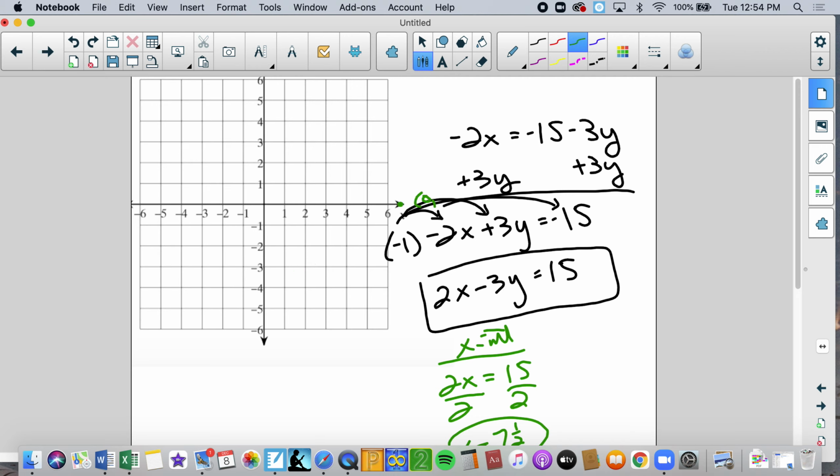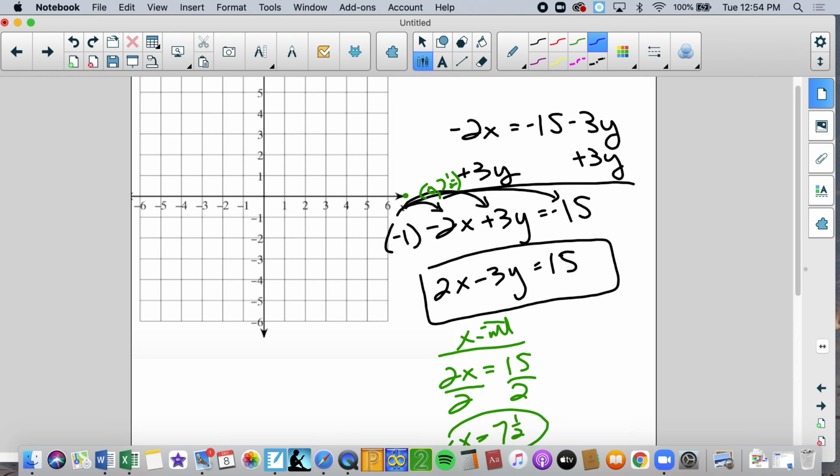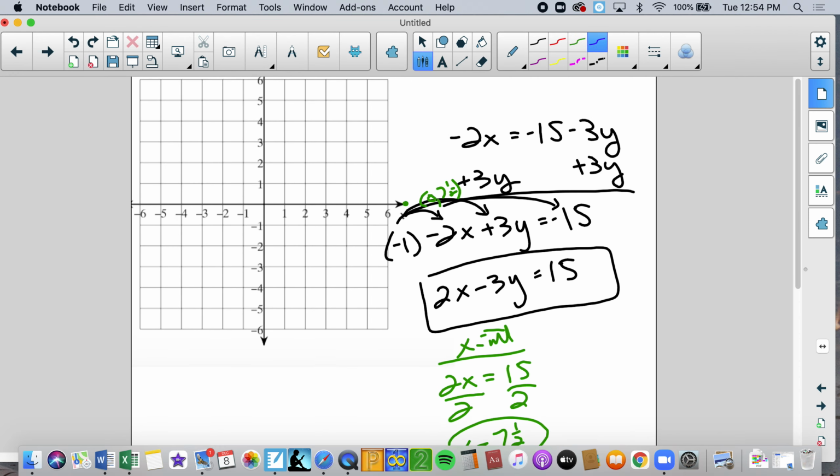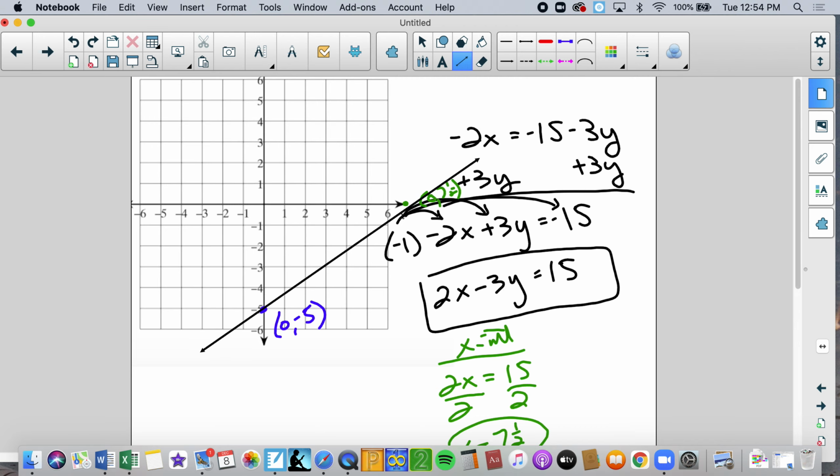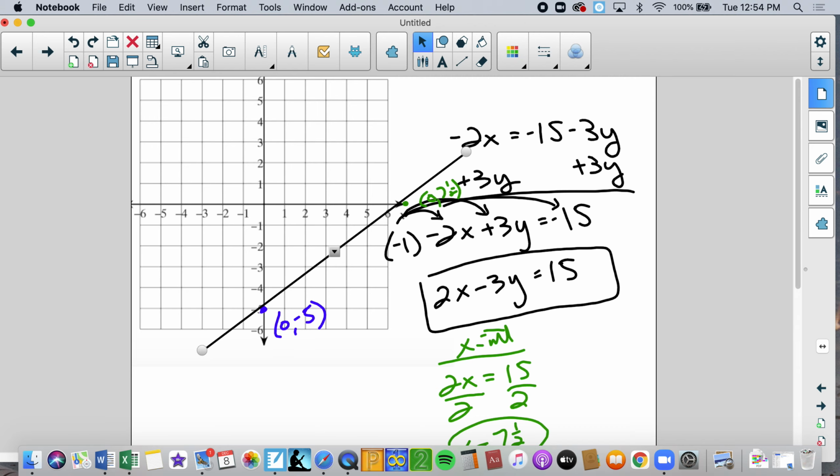So that is 7.5. No, it's over here, 7 1/2. And then my x-intercept, my y-intercept is -5. I label the point, and I connect the dots. I will add the rest of the problems at a later time. But I think you guys have it.